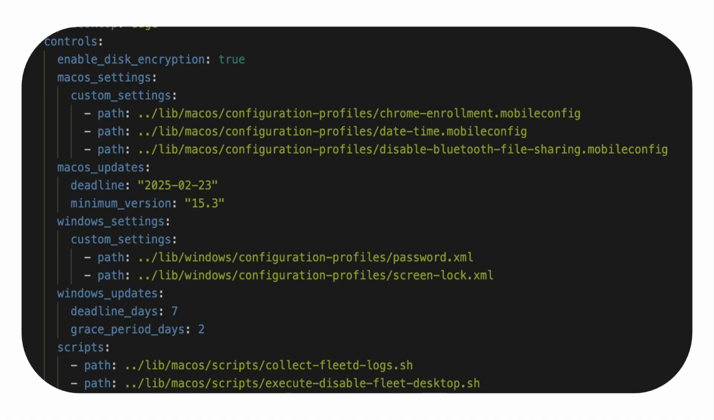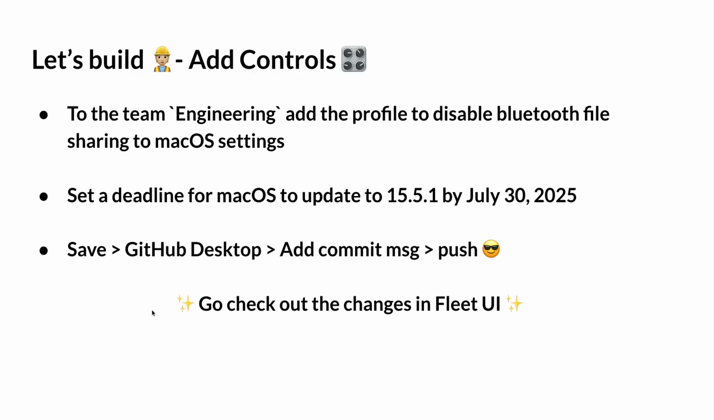And then here's an example of a built out team with many different controls. So you can see we have macOS settings, we have some updates, we have some Windows settings, things like that. So this is what it'll look like. And what we're going to do today is we're going to do two things. We're going to add a mobile config, which will disable Bluetooth file sharing. And then we're also going to set a deadline for macOS. I'm going to say 15.5.1 by July 30th. So let's do it in code.